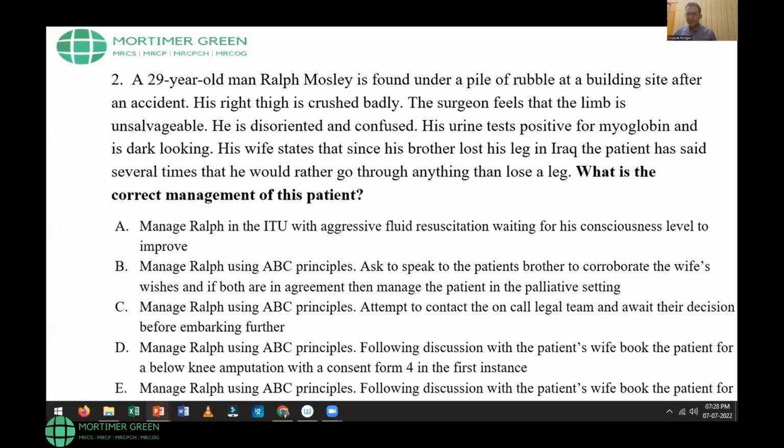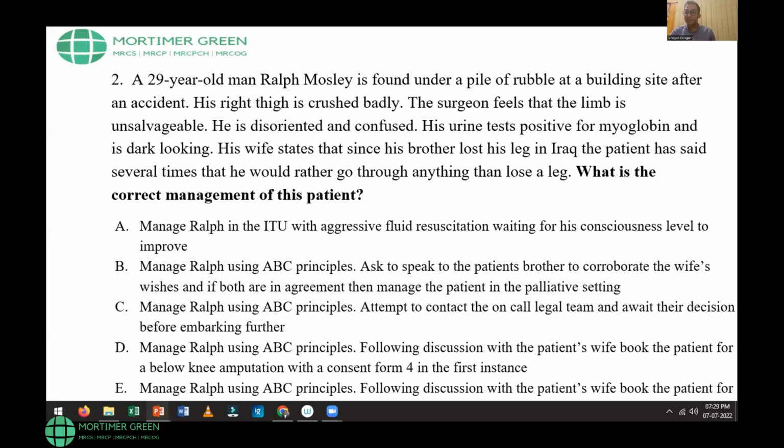Option A, manage Ralph in the ITU. His consciousness level is impaired. So that kind of looks stupid, because aggressive fluid restriction is not just going to solve the problem. You need an amputation.